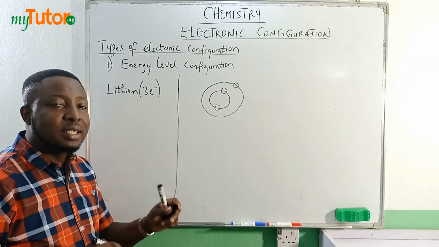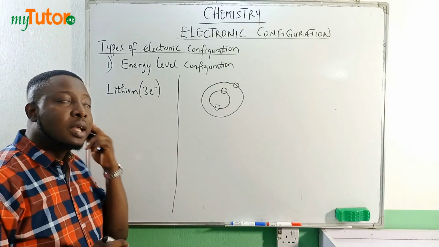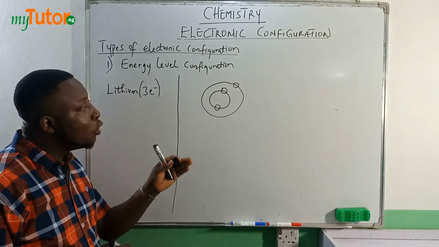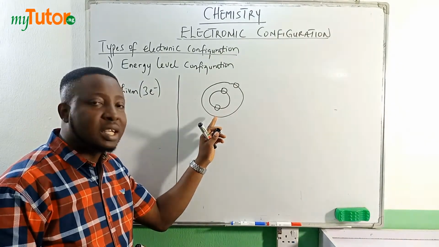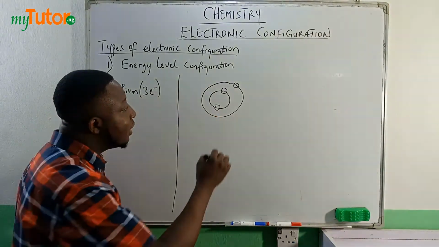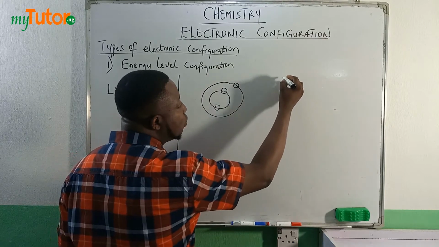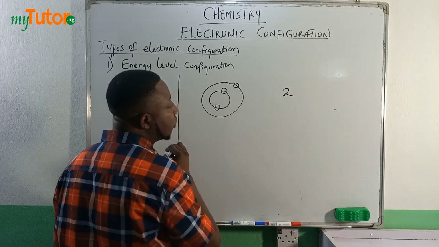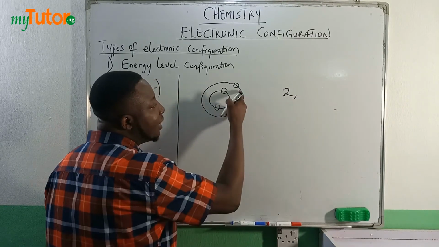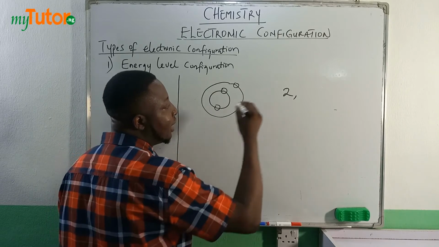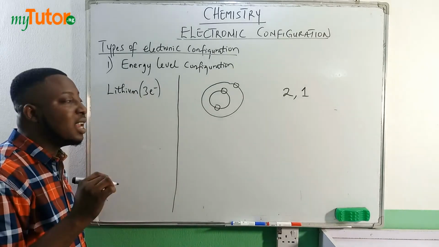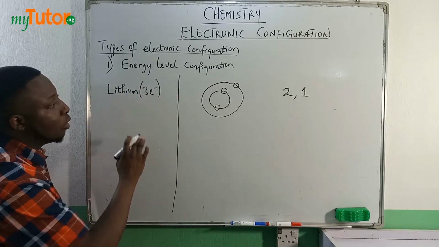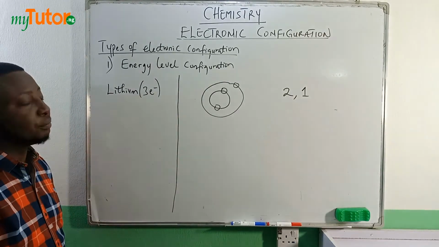Now, to write the electronic configuration, the energy level configuration will be written based on how the electrons are arranged in these energy levels. In the first energy level, we have 2 electrons, so that will give us 2, comma, and in the second energy level, we have 1 electron, then that will give us 1. So the energy level configuration for lithium is 2, 1.